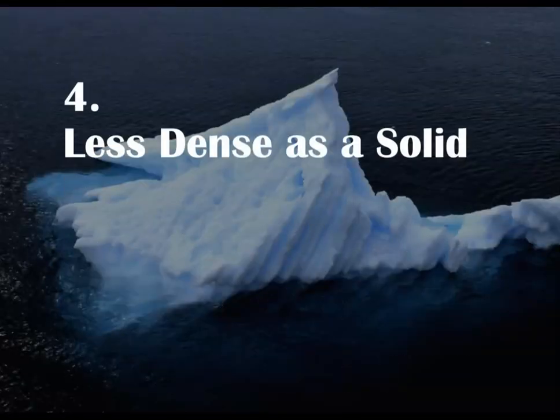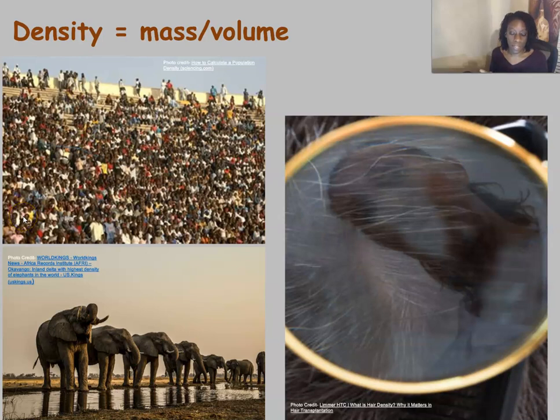Number 4, less dense as a solid. Now first, let's talk about what density is. Density is defined as mass over volume. So I like to think of the definition as how much of something is in a certain space.